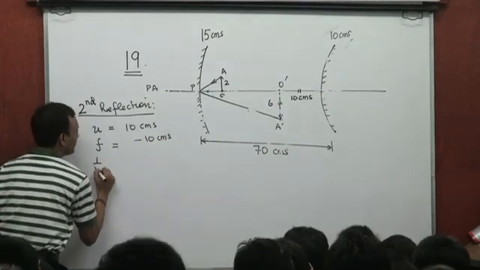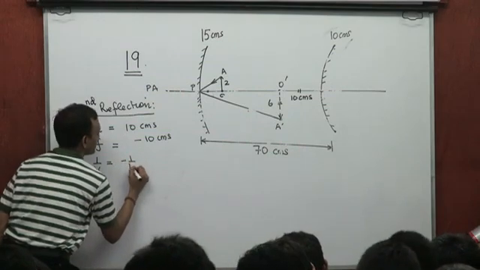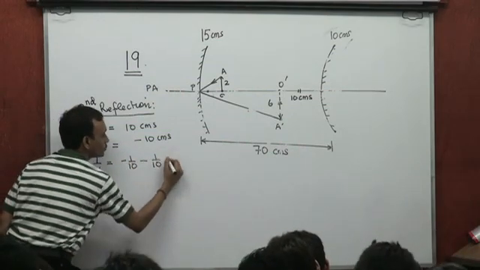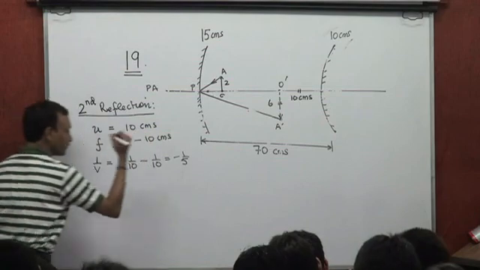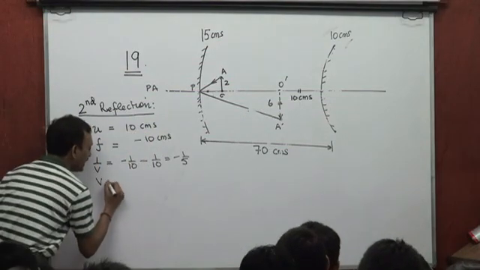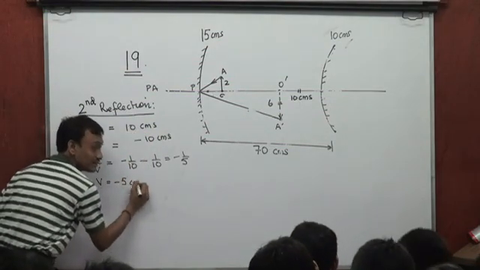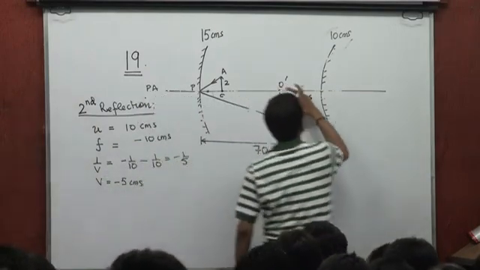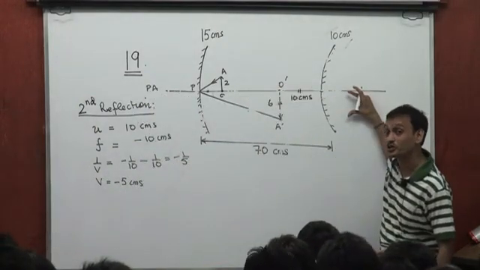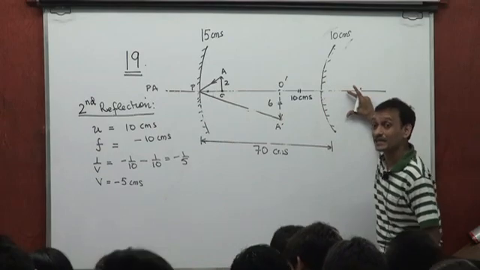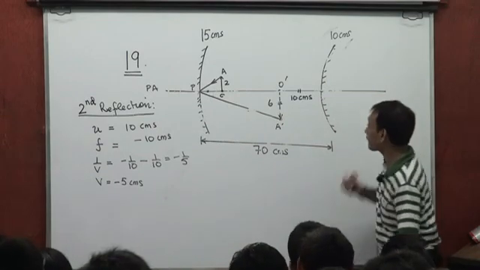So then 1 by v would be 1 by f minus 1 by u, which is minus 1 by 5, right? So v then is minus 5 centimeters. That means the image of this is formed 5 centimeters in front of the mirror. 5 centimeters in front of the mirror, yes or no?